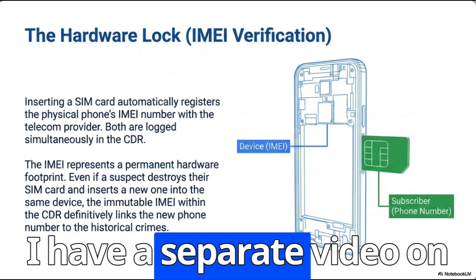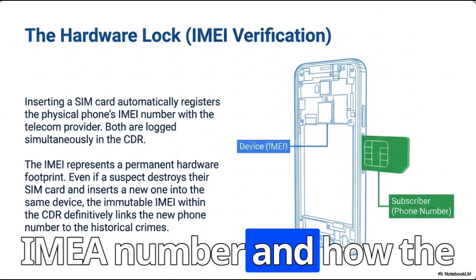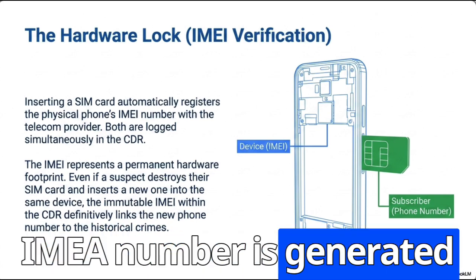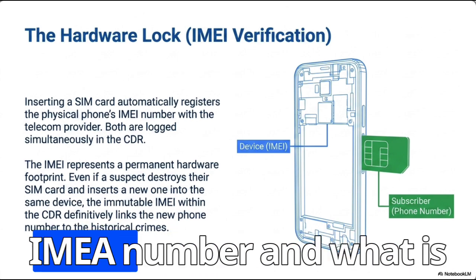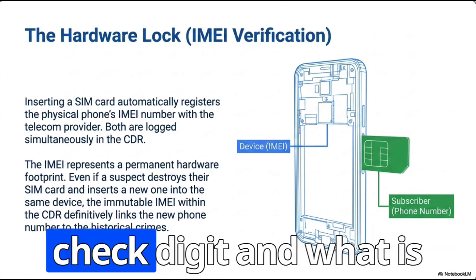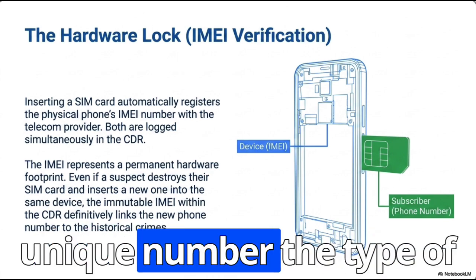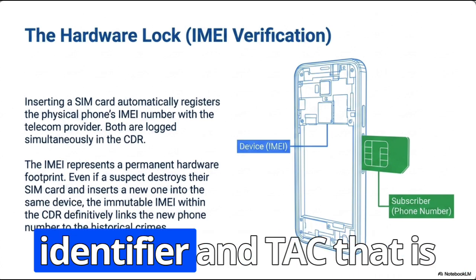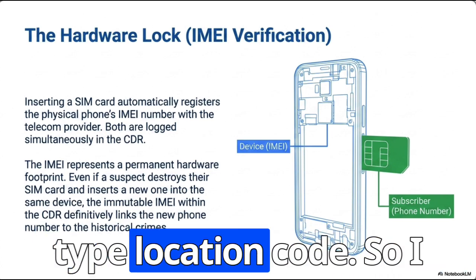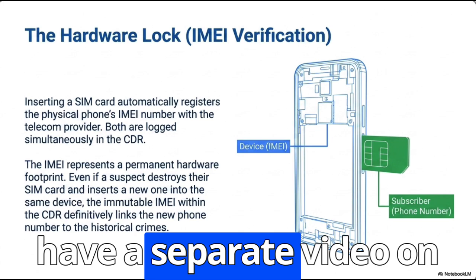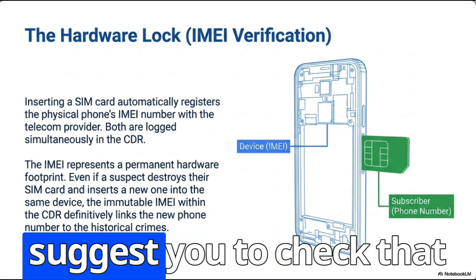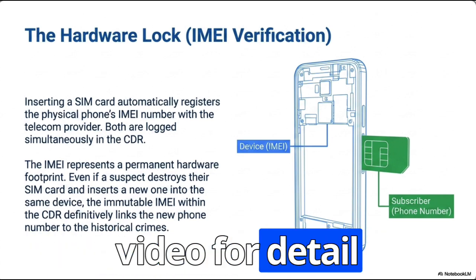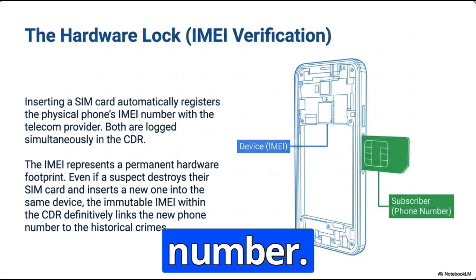I have a separate video on the IMEI number, how the IMEI number is generated, how you can track the IMEI number, and what is the check digit, the unique number, the type of identifier, and TAC, that is the type allocation code. I would suggest you check that video for detailed information about the IMEI number.